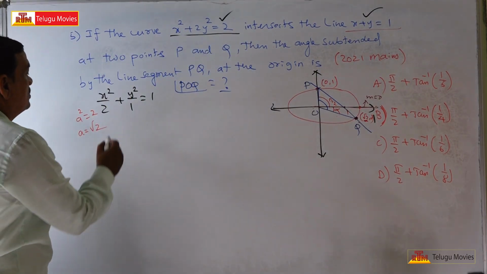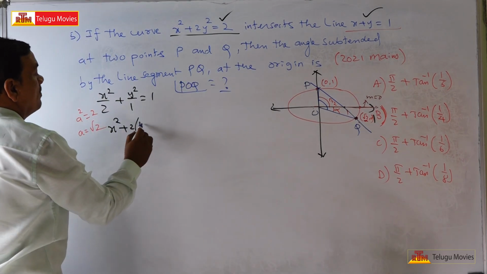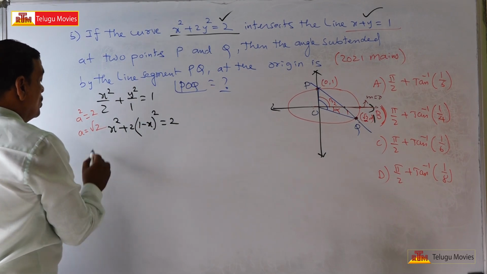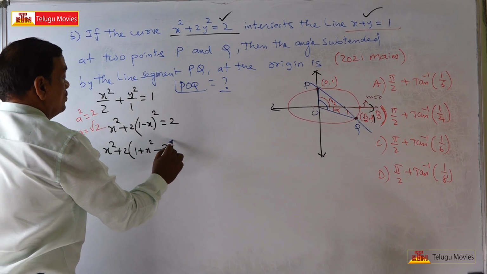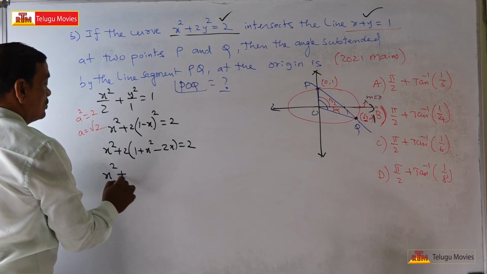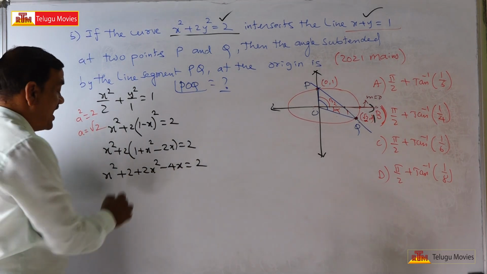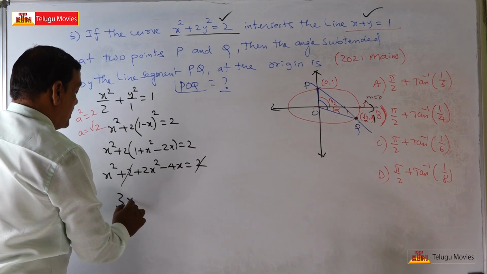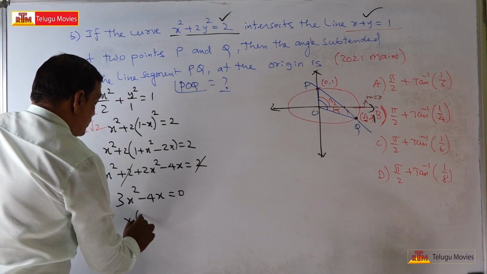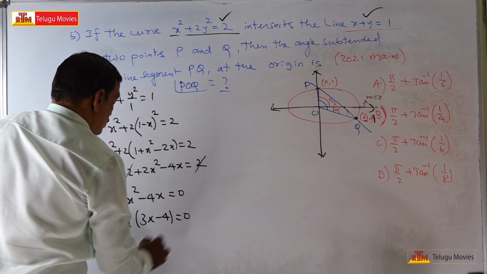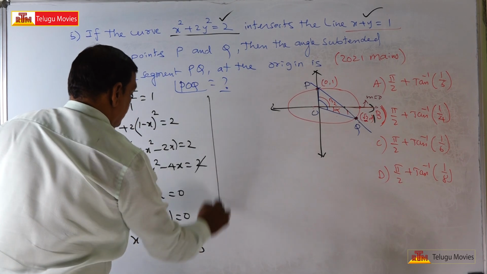So check it. This is x square plus 2 into y square, where y is 1 minus x, whole square, is equal to 2. So this is x square plus 2 into (1 plus x square minus 2x) is equal to 2. So this is x square plus 2x square minus 4x is equal to 2. So you can cancel 2, and this is nothing but 3x square minus 4x is equal to 0. You can take x common outside, so this is x(3x minus 4) is equal to 0. So either x is equal to 0 or x is equal to 4 by 3.